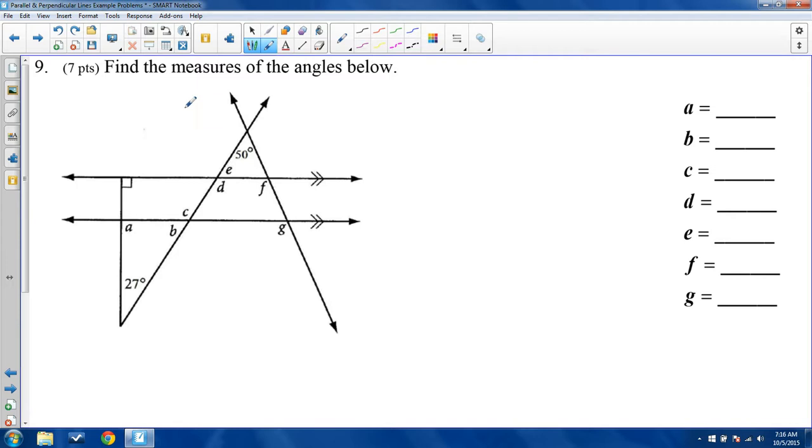Number nine, find the measures of the angles below. All right, got a few things to work with here. And where do you start, right? That's the big question. Here I know this is 50. I don't know that this angle is congruent to this one. Make no assumption that you know that.